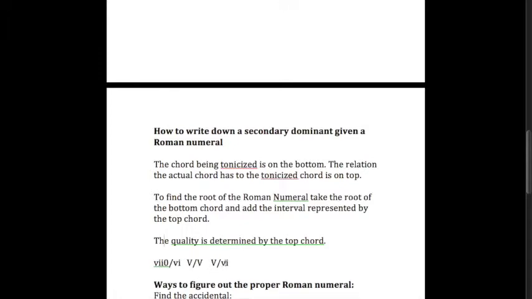In the case of a 5 of 6, again, 6 has a root of A in C major. And then if we add a 5th, that's an E. So its root is E, and it's a major chord, as determined by this 5, so it's E, G sharp, B. So it's an E major chord. Now, despite the fact that the lower Roman numeral is minor, it's still major. It only depends on what the upper Roman numeral's quality is.